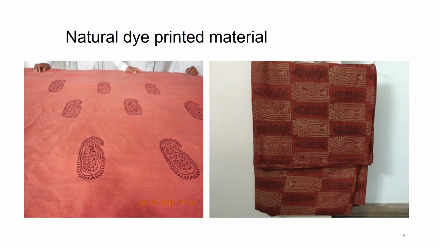On the left hand side, the print was used with only one color. On the right hand side, two different blocks and two different dye pastes have been used for printing this material. It was earlier dyed with madder and alum, and then it was printed with yellow dye and brown dye, so that it can give a contrast, and blocks were used for this kind of printing.